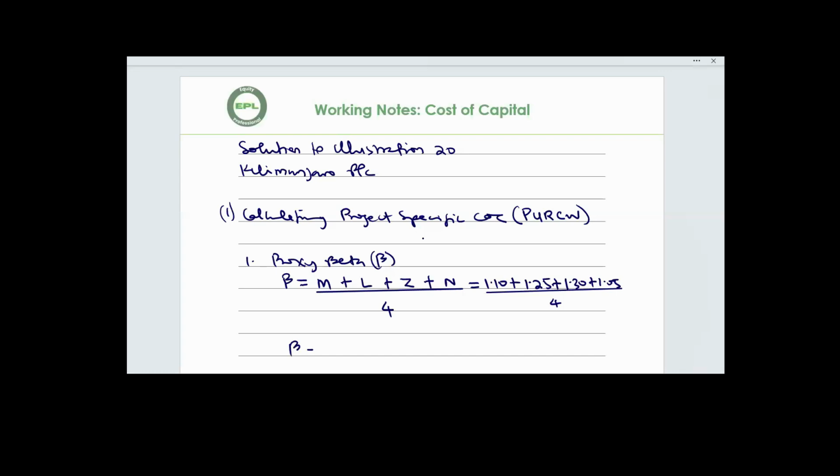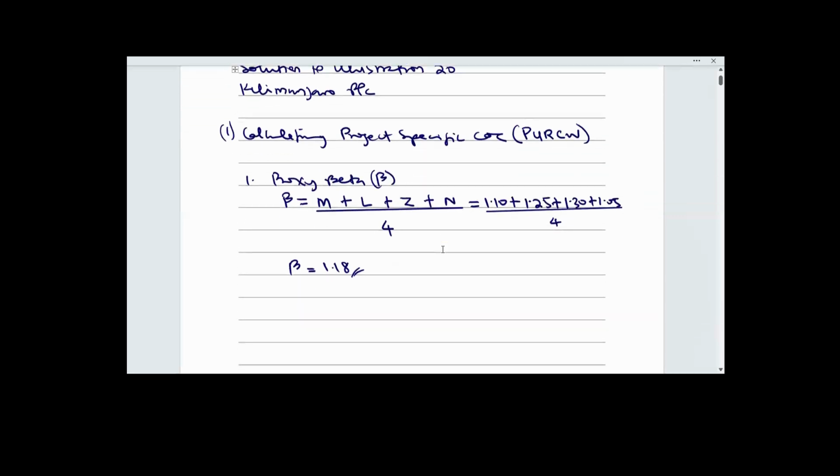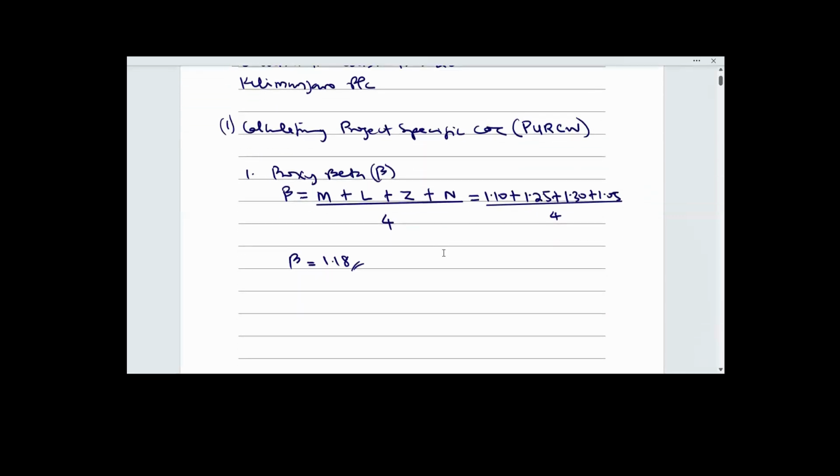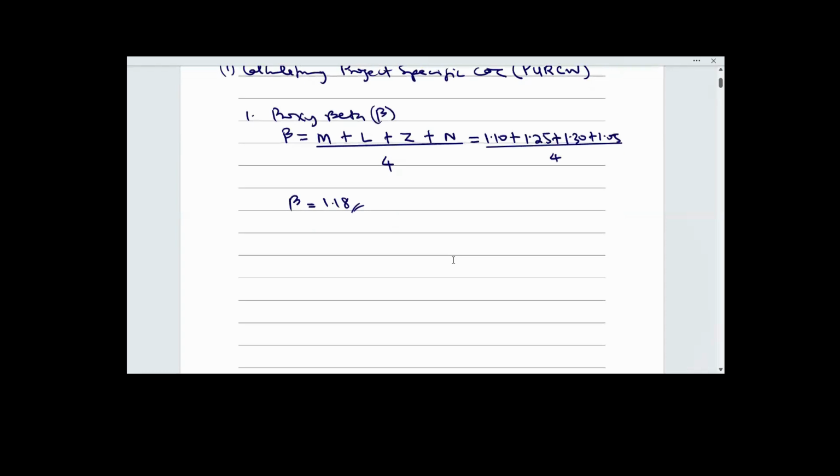Therefore, the proxy beta is equal to 1.1 plus 1.25 plus 1.3 plus 1.05, that's 4.7, divided by 4. That's 1.175, which is 1.18, because the betas given in the question are in 2 decimal places. So your answer should also be in 2 decimal places. Then step number 2.